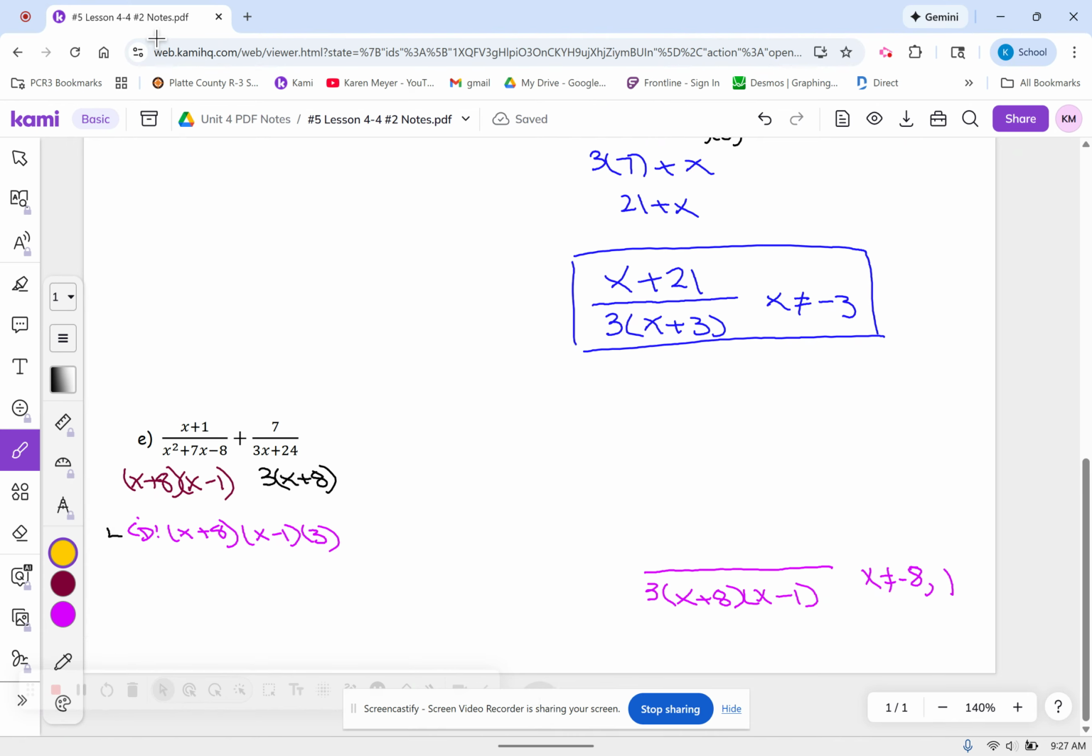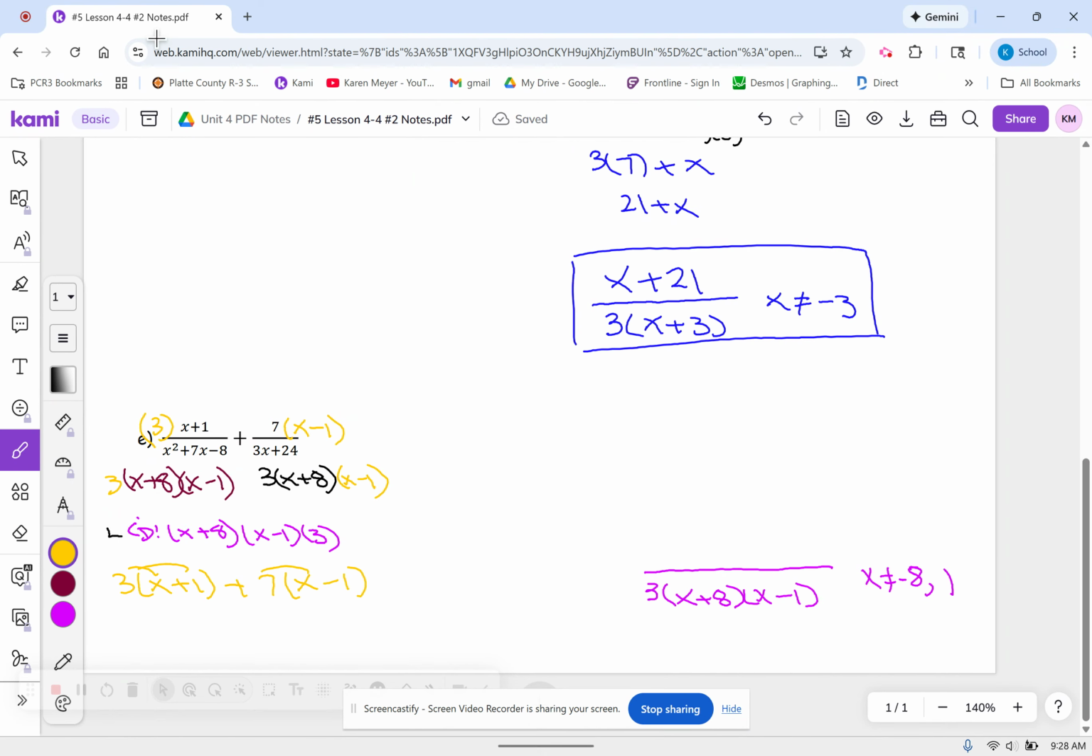Okay, the first denominator here in maroon, what is it missing from the LCD? Well, the one that it does not have is the 3. So if I have to put a 3 here, then I have to put a times 3 here. The second fraction is missing x minus 1 from the LCD. So now if I look at the numerators, I'm going to be taking 3 times x plus 1.